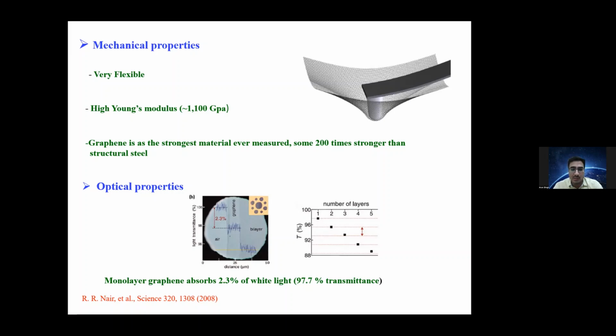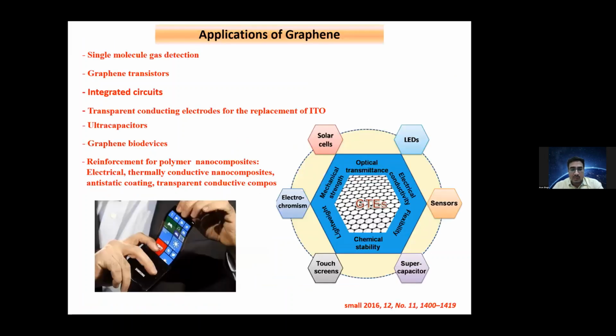The optical property: it is highly transparent. The transparency of single layer graphene is 97.7%, and transparency decreases with increasing number of layers. Suppose it is 2 layers, then we just multiply 2.3% by the number of layers, so transparency will decrease with increasing number of layers. So single layer graphene is highly transparent.